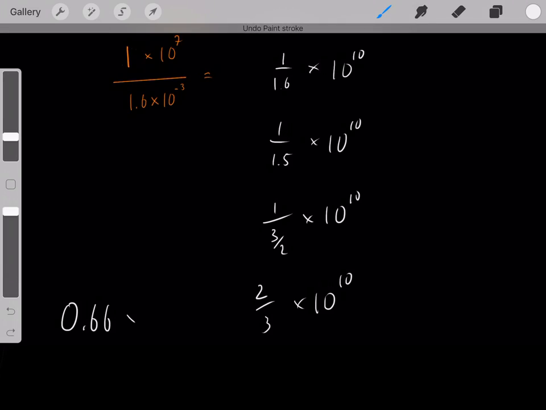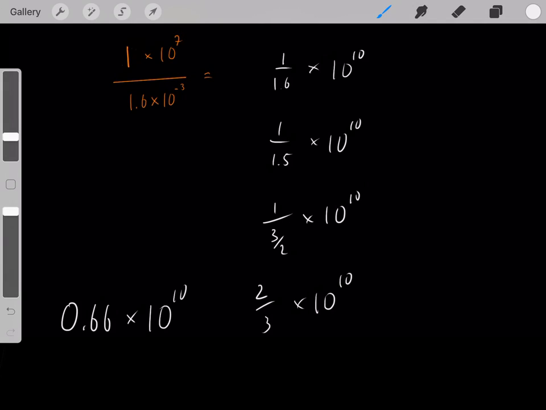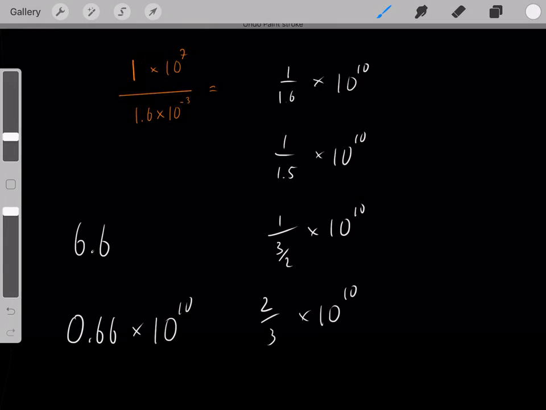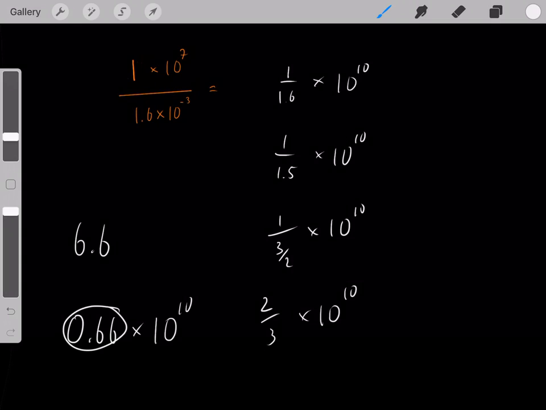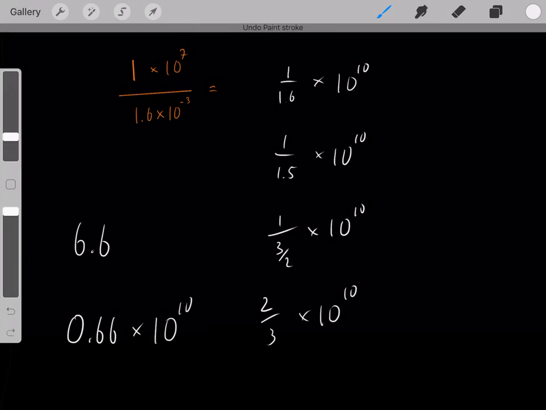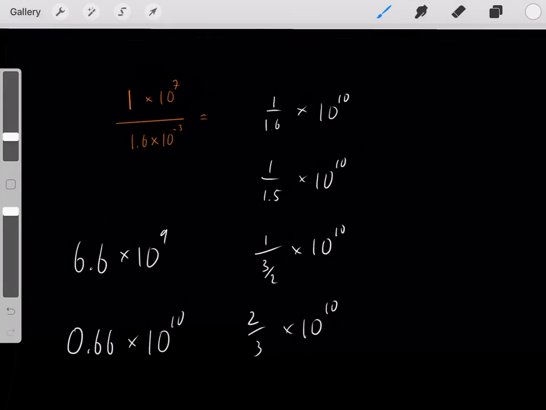And then we still have this guy, so we can't ignore this guy. So again, instead of 2 divided by 3, we have 0.66. And we know normally we would like to do 6.6. We like to have it as a single digit. So we multiply this guy by 10. And we're allowed to multiply this guy by 10 as long as we divide this guy by 10. So that would be 10 to the 9. So now we have our answer.